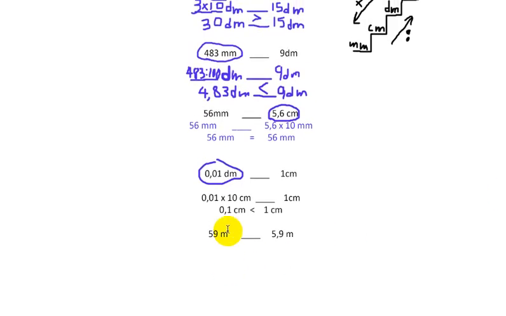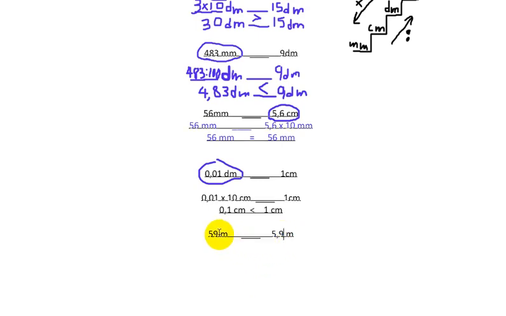Actually, it's not, because both of these are meters. I don't need to convert either of them. They're already in the same unit of measurement. No conversion is necessary. Both of these are in meters. All I need to do right now is compare the numbers, 5.9 and 59. I need to think which one of these is bigger.